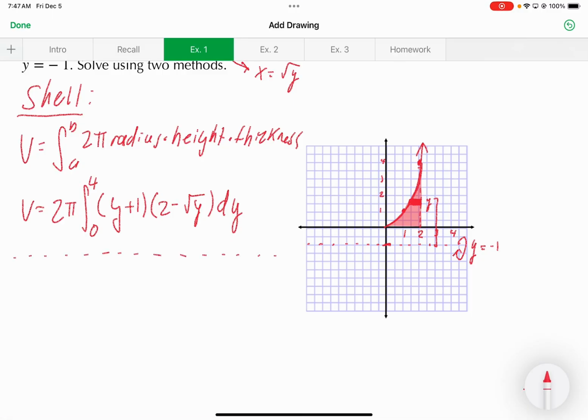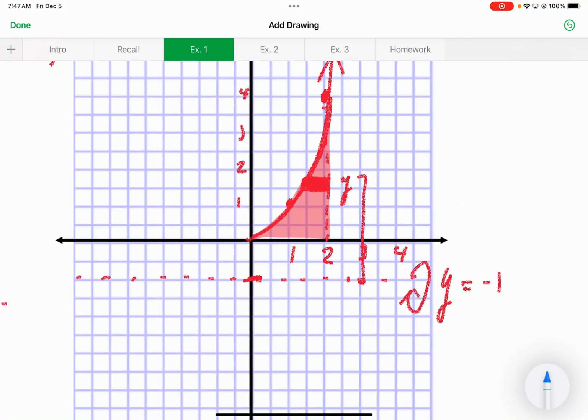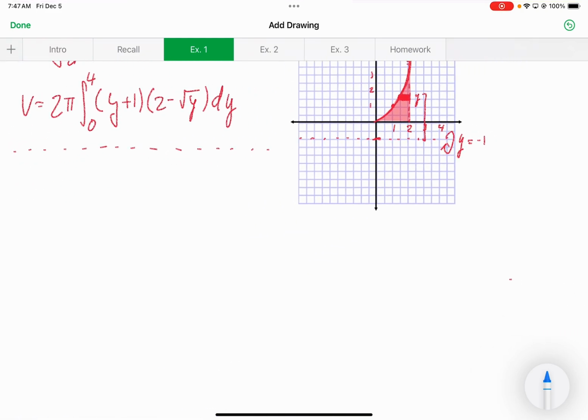So let's talk washer or disc. If I wanted to revolve this solid about that line, which method would I have to use, washer or disc? For sure, you've got that empty space in between the solid and the line of revolution, so I'm going to have to use washer method. All right, fine. So remember, that's just integral of pi r squared.